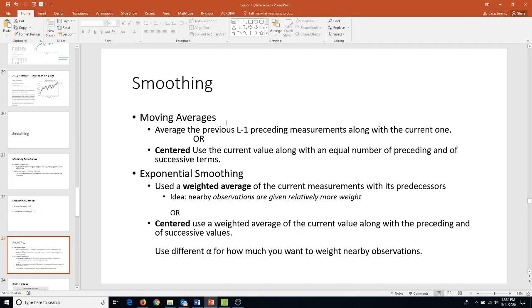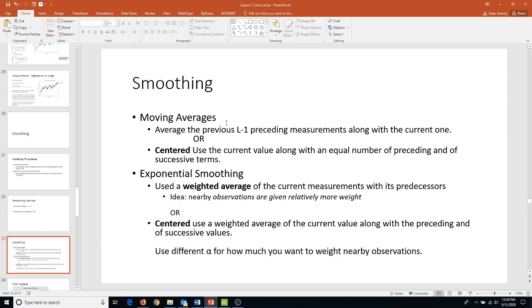Or you could center it, where you take the current value and put an equal number of preceding and successive terms. This perhaps does a better job of following the curve, but it's a little more difficult to predict since we don't have the previous L-1 or L/2 data points to average. Another one is exponential smoothing, where you use a weighted average.